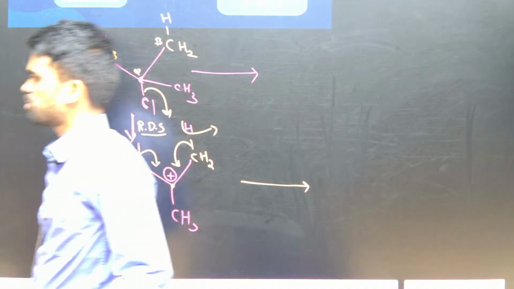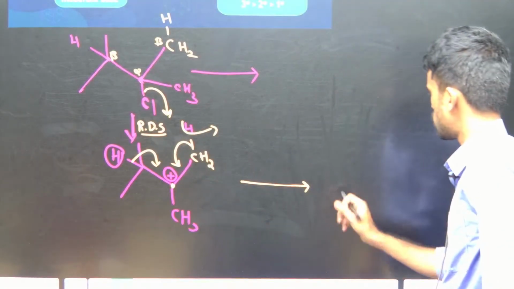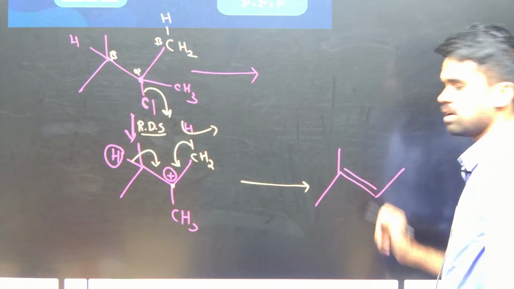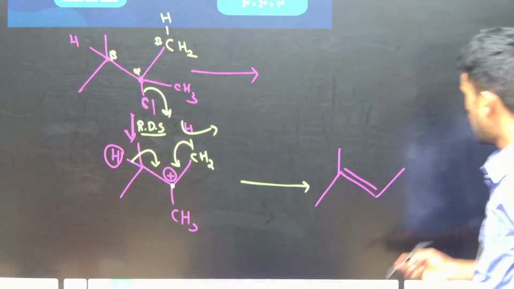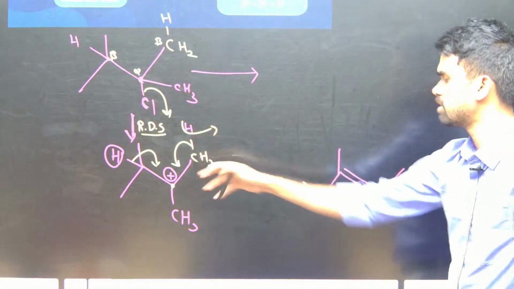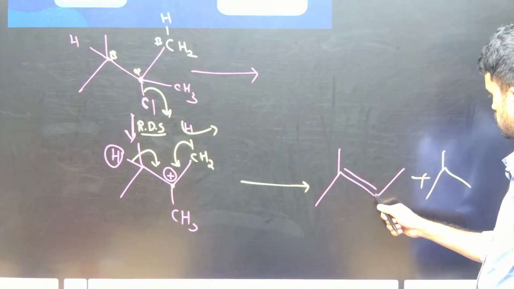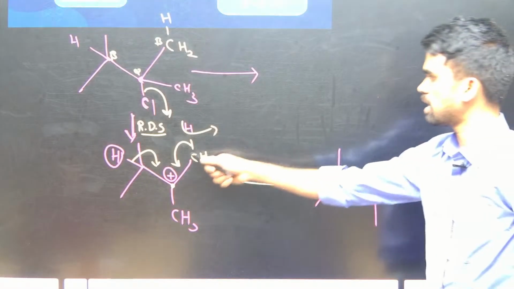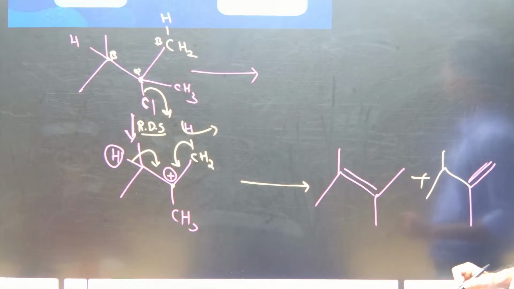What are the possible products here? There are two possible products. One is from this side, so I'm writing that, by removing this side proton. And if I remove a proton from the other side, what happens? We'll get a double bond like this.